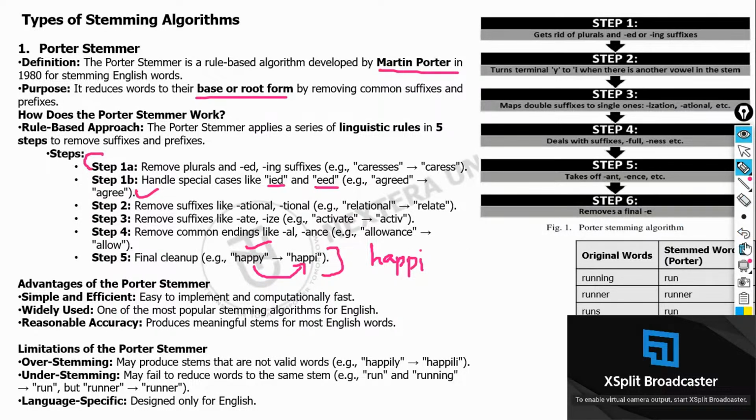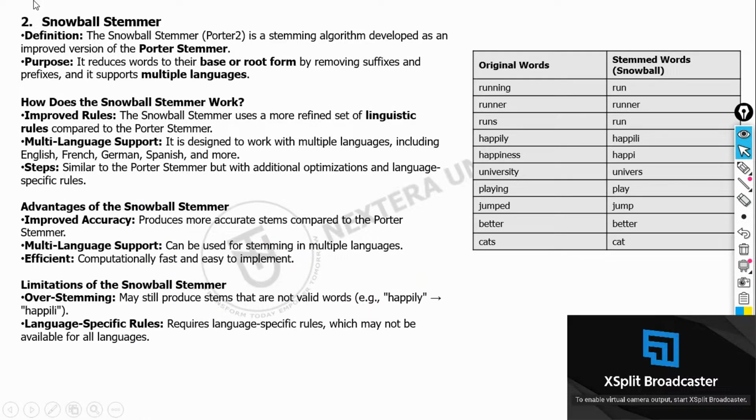So we'll also discuss the other types of stemming. The second one is snowball stemmer. Even snowball stemmer works in a similar manner, but it's an improvised version of Porter stemmer. If you compare it to Porter stemmer, snowball stemmer is an enhanced version. The purpose is the same: it reduces the words to the base form or root form. The main enhancement is that it works for multiple languages like English, French, German, Spanish, and more. So that is the major difference between snowball stemmer and Porter stemmer.